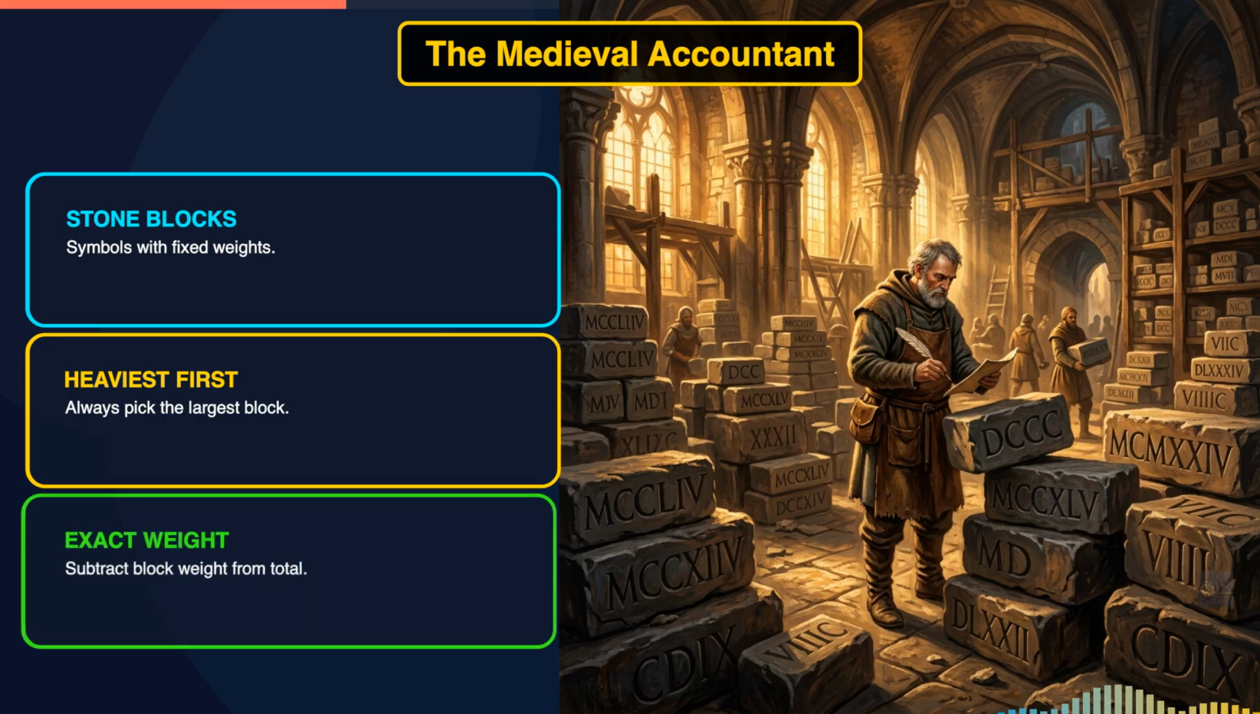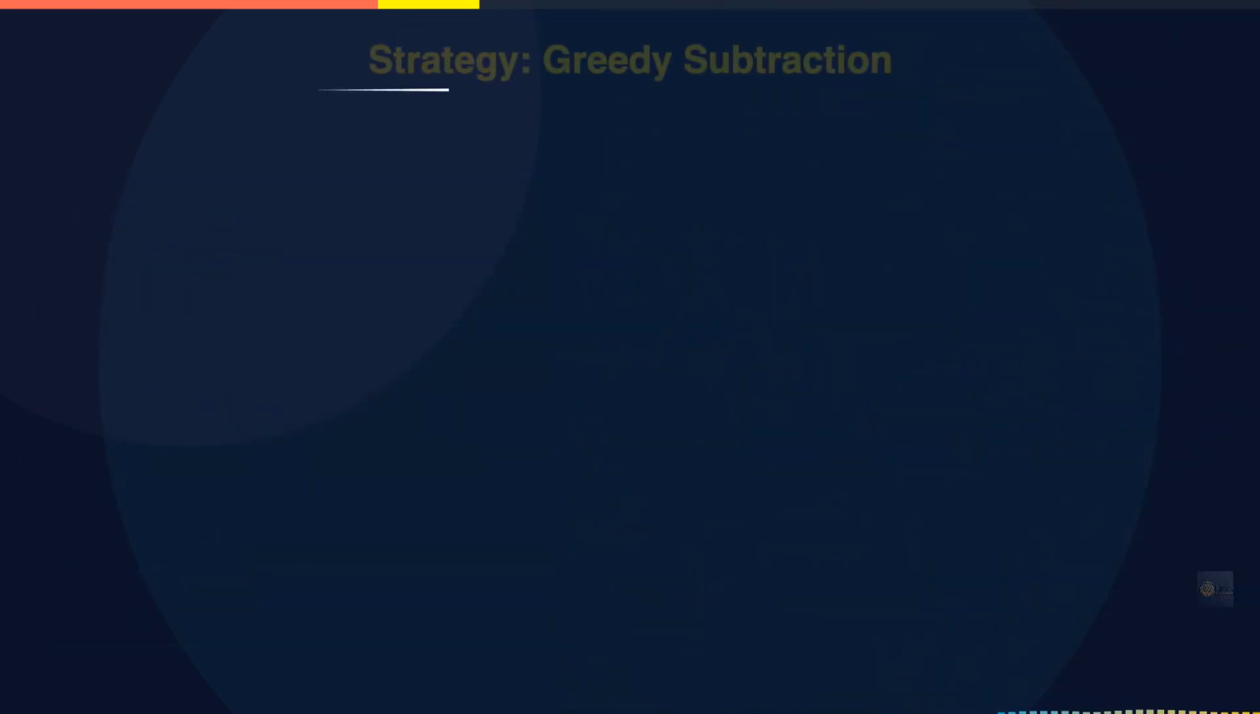You have a stack of pre-cut stone symbols sorted by weight. You have 1,000 pound M symbols, 900 pound CM symbols, and so on. To represent a specific weight, you always grab the heaviest stone that does not exceed your remaining total. This is our golden rule. The greedy subtraction strategy. By treating subtraction pairs like CM as single symbols, we can solve this in a single pass. Now, let us dive into the dry run.